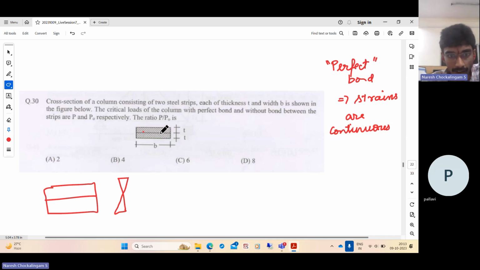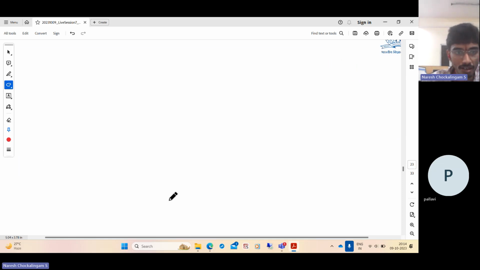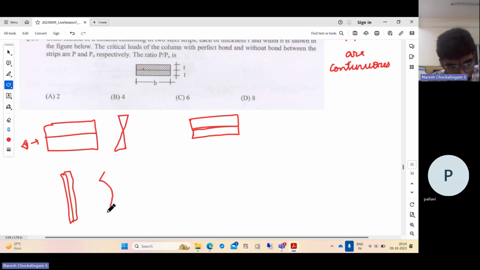But if the strips are not perfectly bonded, let me put a small gap there. There's no gap, but they're just sliding over each other. So what happens is when it buckles, if it is perfectly bonded, you see this view. When it buckles or bends, it acts integrally. So there is shear transfer, the shear forces. So it buckles like this if it is perfectly bonded.